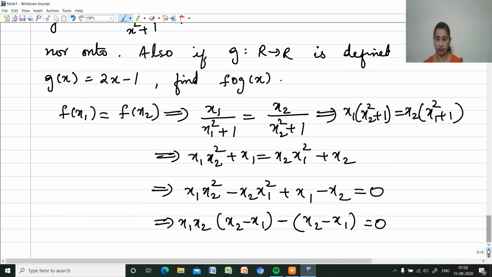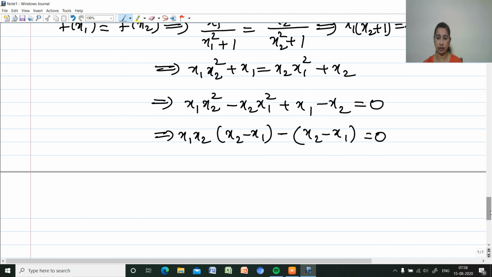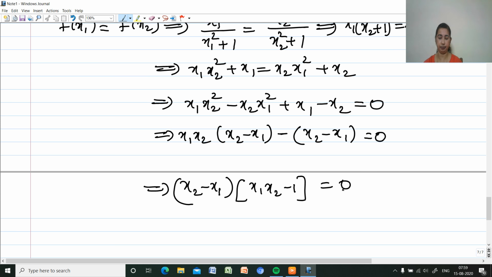That means the common term is x2 minus x1, that I'm taking outside, remaining x1 x2 minus 1 is equal to 0. So we are getting different values for x1 and x2. This means here x1 into x2 is equal to 1 or x1 is equal to x2.